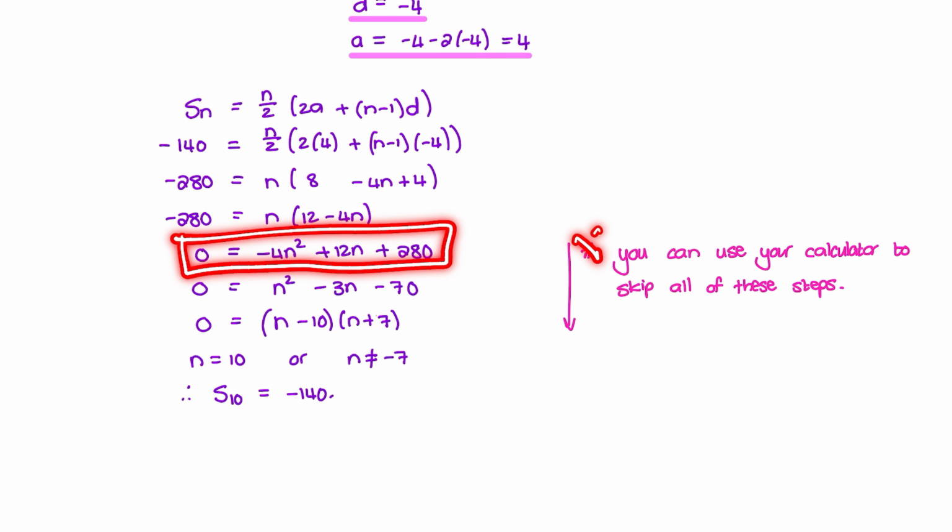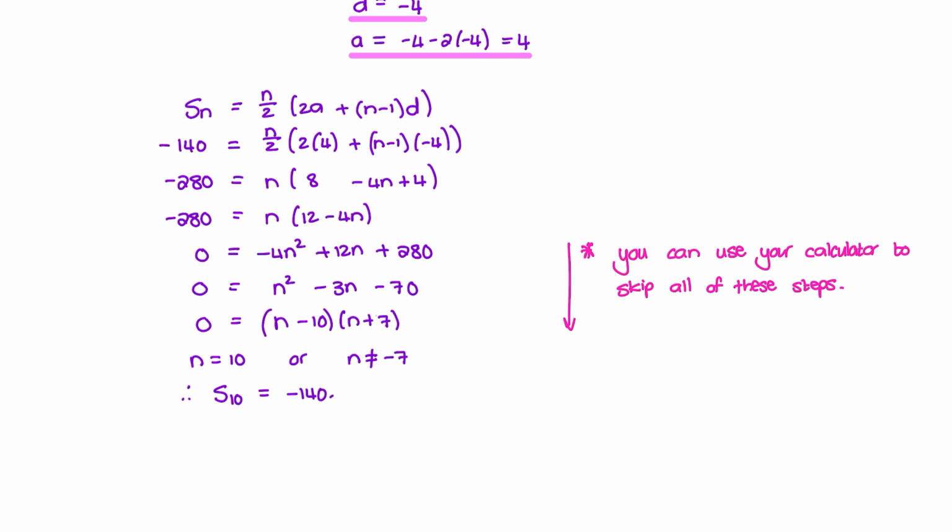Now at this point, you can use your calculator and skip some of these steps in order to solve for n. But if you wanted to, you can also factorize this equation. What I did from this step to the next is I divided everywhere by -4. So 0 divided by -4 was 0. Our first term would be n squared. Then we'll have 12 divided by -4, which is -3n. And 280 divided by -4 is -70.